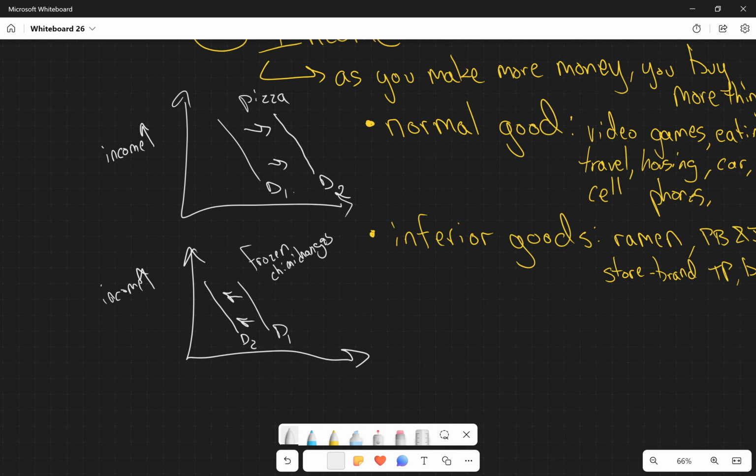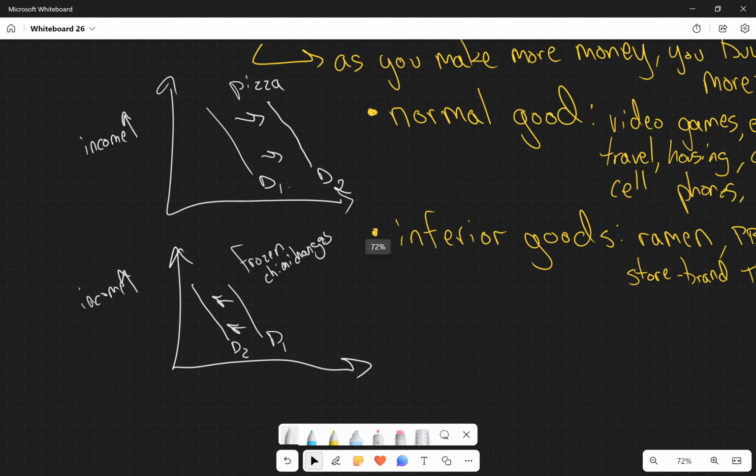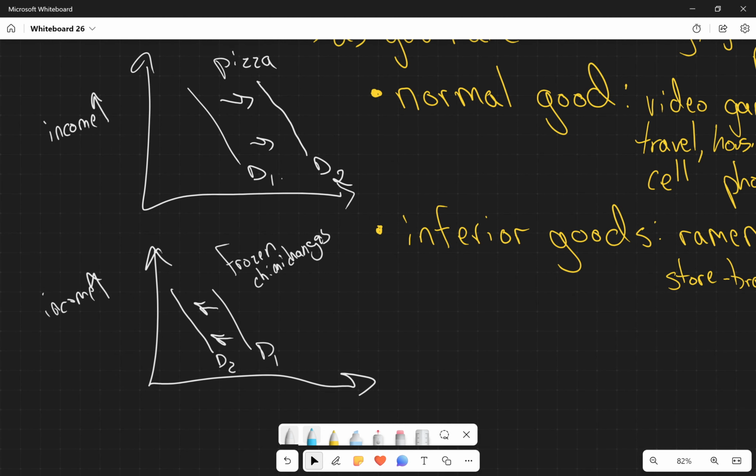And so real quick, while we have these easy examples, let's think about what it means to shift outwards or to shift inwards. To shift outwards means that at any given price, I'm going to hold my price the same. If the price is equal to $4, my income increases, therefore my quantity demanded increases. That makes sense, right? Because pizza is a normal good.